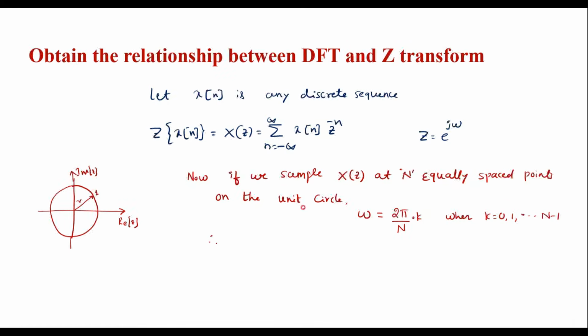So now therefore I can represent this z at each k. At each k I can represent this omega as omega k. So now I can in turn represent this z at each k, that is zk is equal to e power j omega, where omega is nothing but omega k, that is j 2 pi by n into k.